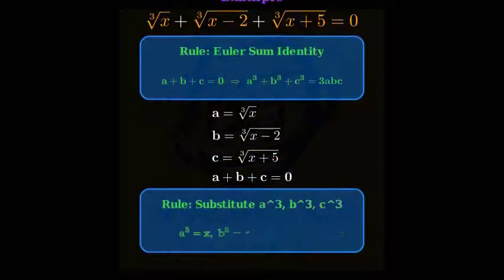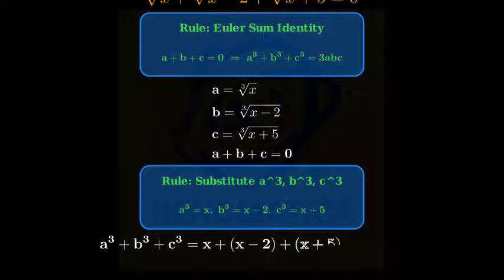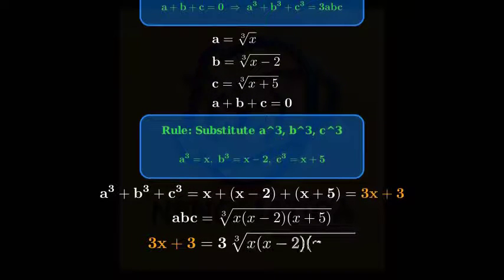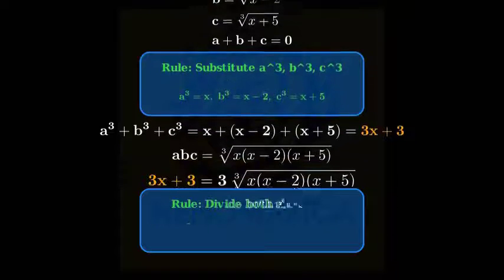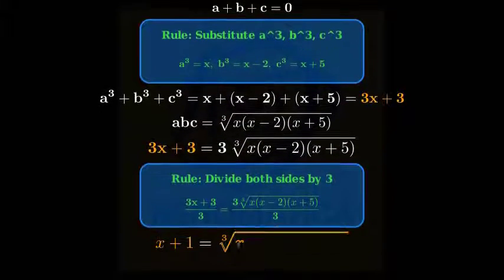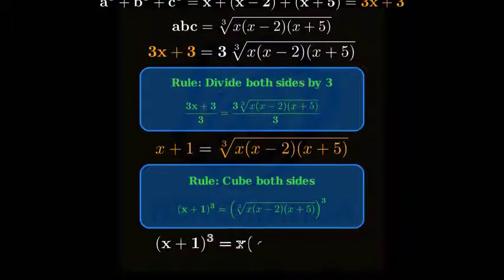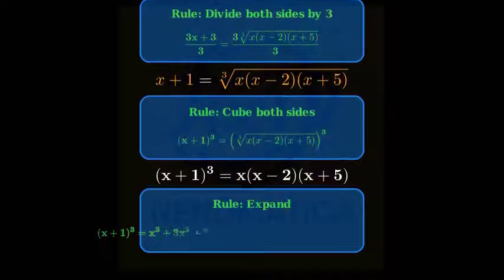Step 2. Express the sum of cubes and the product in terms of x. The cubes are x, x minus 2, and x plus 5. Their sum is 3x plus 3. The product abc equals the cube root of x times x minus 2 times x plus 5. Step 3. Divide both sides by 3 to simplify. Step 4. Cube both sides to remove the cube root. Step 5. Expand both sides.